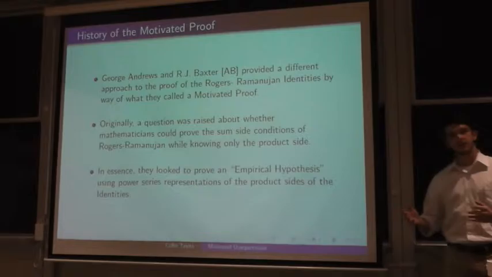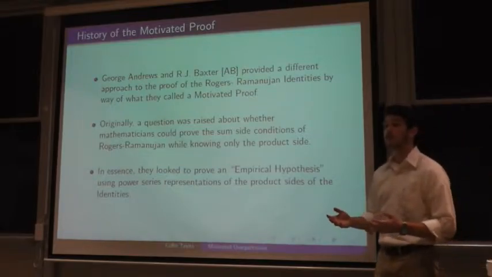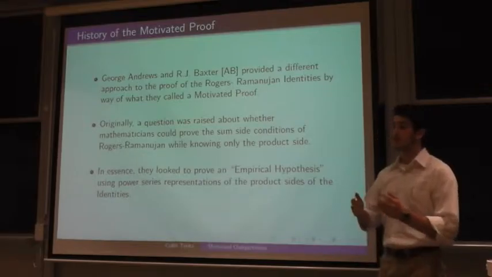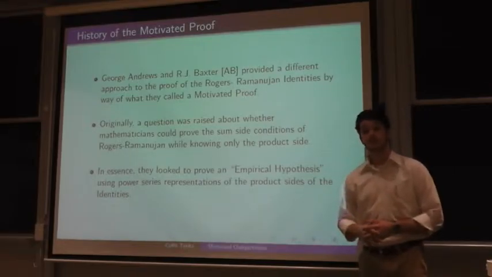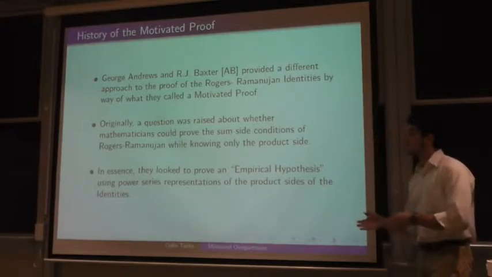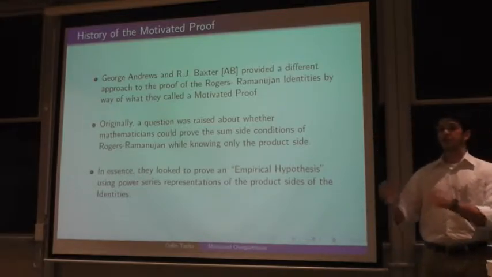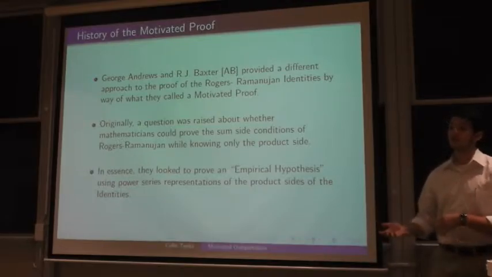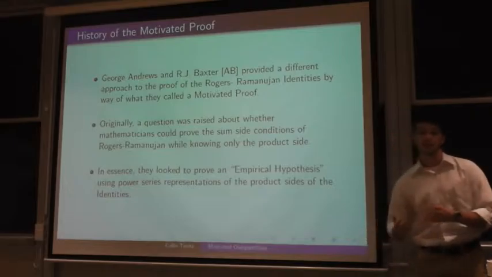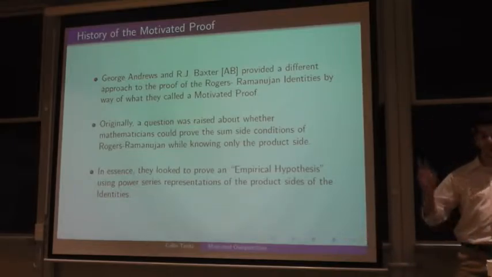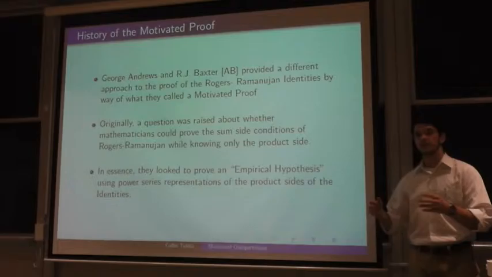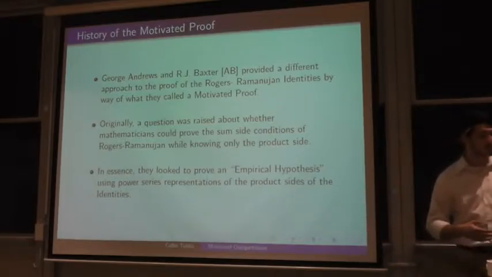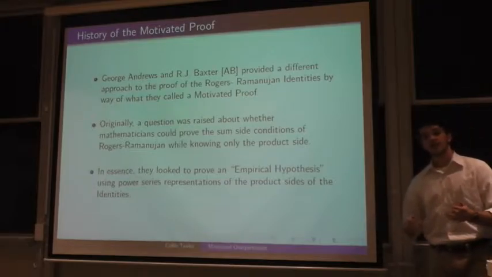So, in essence, they proved what they called an empirical hypothesis. They collected a bunch of empirical data which suggested certain patterns that were created by these generating functions. And in proving this empirical hypothesis, they were able to recover the sum side of the identities. So they started with the product side and recovered the sum side, which proved the identities, which was pretty interesting. So the idea of the motivation was really that they were explicitly motivated by a question of whether or not they could do this.